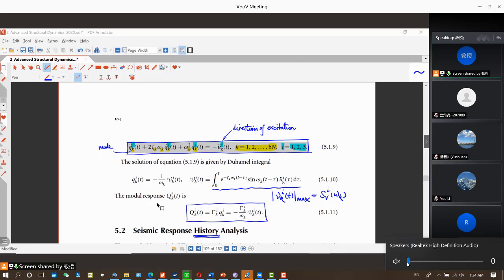Somewhere in between, we have modified earthquake time history based on actual earthquake. So we use some real earthquakes.